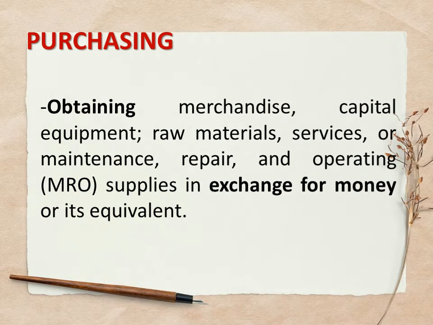Purchasing also means obtaining merchandise, capital equipment, raw materials, services, or maintenance, repair, and operating supplies in exchange for money or its equivalent. So, in purchasing, the exchange for money cannot be absent. You are not purchasing without giving away your money or any equivalent, for example notes, credit notes, or whatever. These are called cash and cash equivalents. A check is also possible. So, that is purchasing in the sense of obtaining merchandise, capital equipment, raw materials, services, MRO supplies in exchange for money or its equivalent.